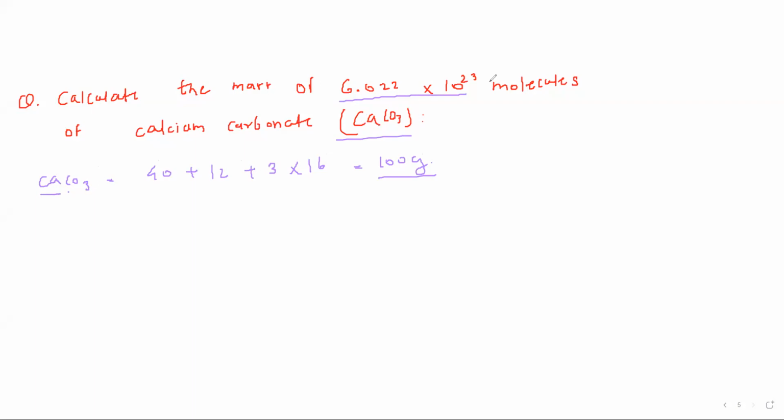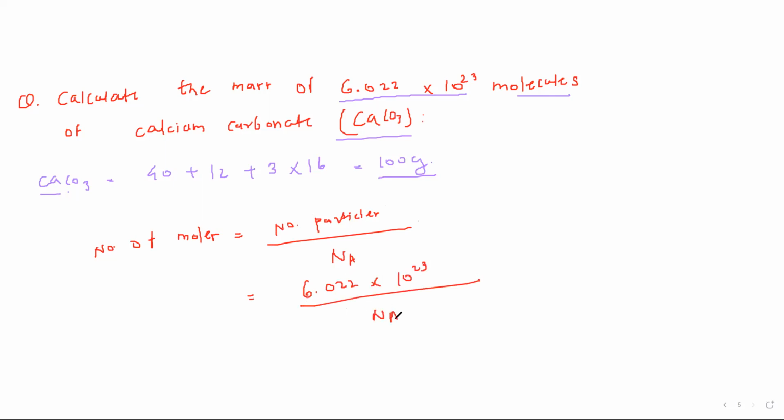Now, what they have given you is the number of molecules, right? So, number of moles is equal to how much? Number of particles upon Avogadro's number. So 6.022 into 10 raised to 23 upon Na. The value is the same, right? So it will be 1 mole. Yes or no? Now we got the mole.